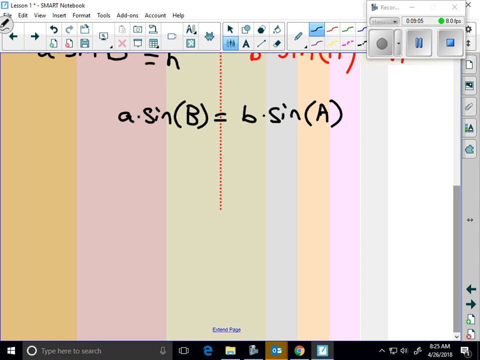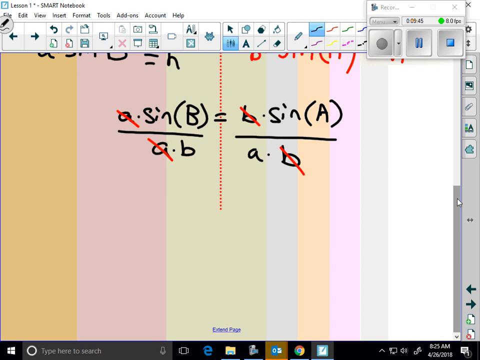Okay, I want to get the B's on the same side and the A's on the same side. So what should I divide by? I'm going to divide this side by A. It doesn't really matter. I'm going to divide that side by B. We don't have to divide it by the same thing. Right? I have to divide both sides by the same thing, right? And so what cancels over here on the left? The A's cancel. What cancels on the right? B's cancel. And so we get this thing called the law of sines.